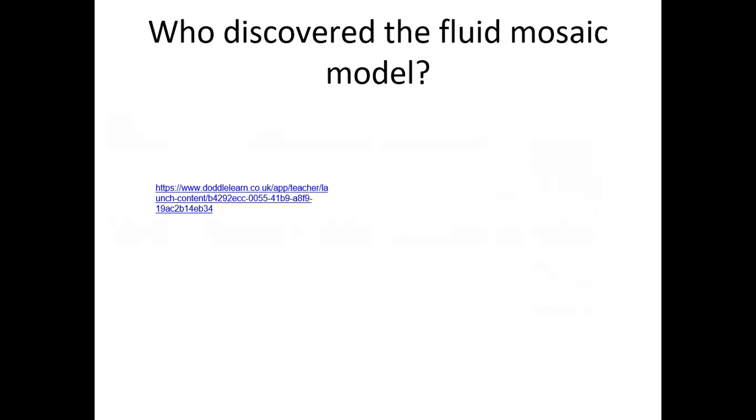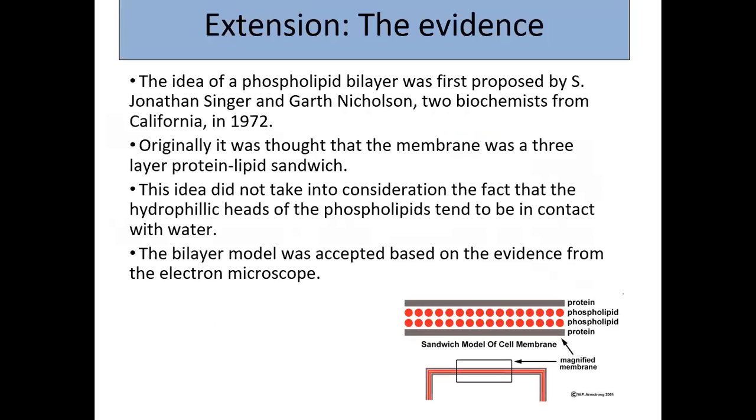And who discovered the fluid mosaic model? So we're going to have a little look at this part. The idea of a phospholipid bilayer was first produced by Jonathan Singer and Garth Nicholson, who were biochemists from California in 1972.